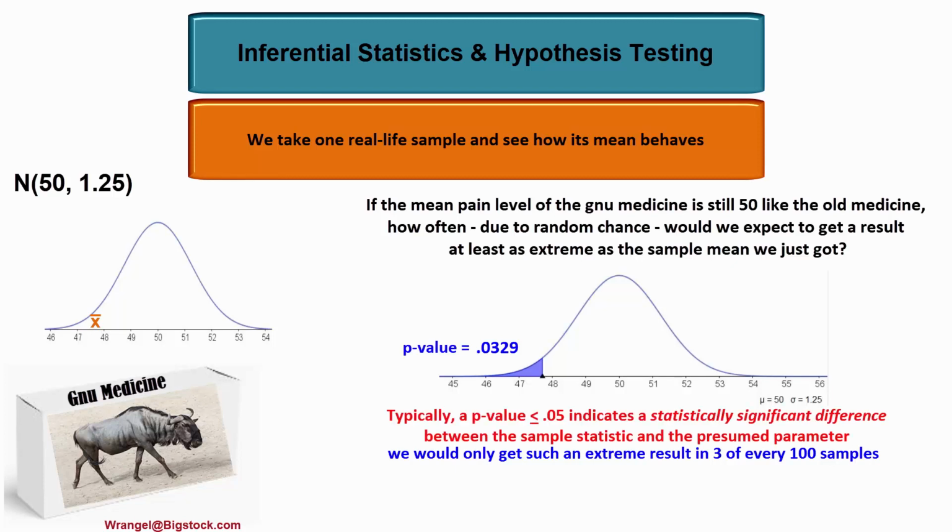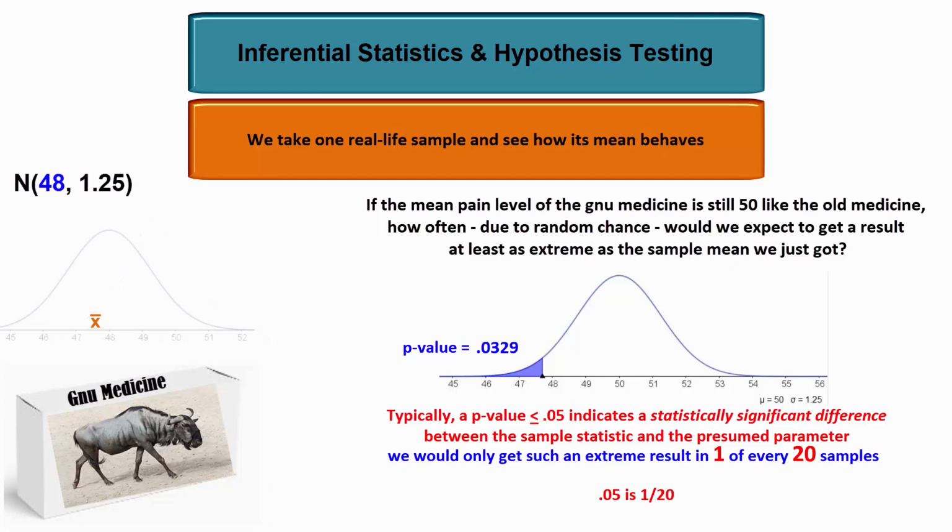Typically, any p-value below 0.05 suggests an unusual enough result that we abandon the notion that the new treatment is no better than the old treatment. 0.05 is 1/20th. When we get a result that should only be reached in 1 of 20 samples due to random chance, we assume that random chance is not the explanation for the extreme result. We assume the explanation is a population mean of the new medicine somewhere below 50, perhaps in this case 47 or 48, where such a sample mean of 47.7 is more likely to occur. In other words, the evidence suggests less pain on average with the new medicine.